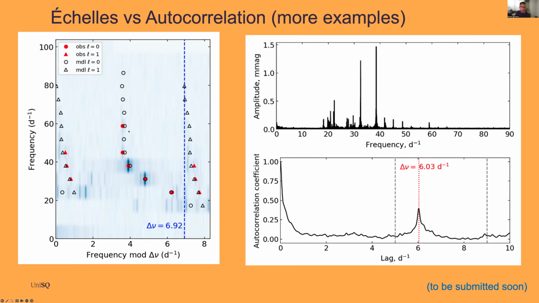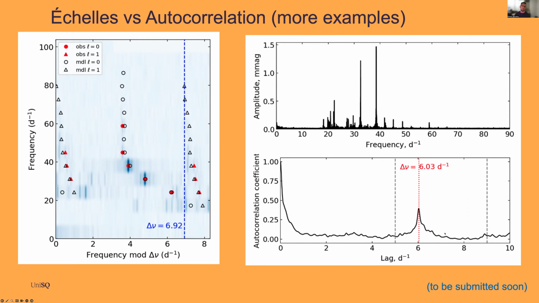Here's a different star. Again, our fit to the mode frequencies is very good. Delta nu comes out at 6.92, whereas the autocorrelation gives 6.03. And that's a very strong peak there. There are no other peaks that would give a reasonable value.